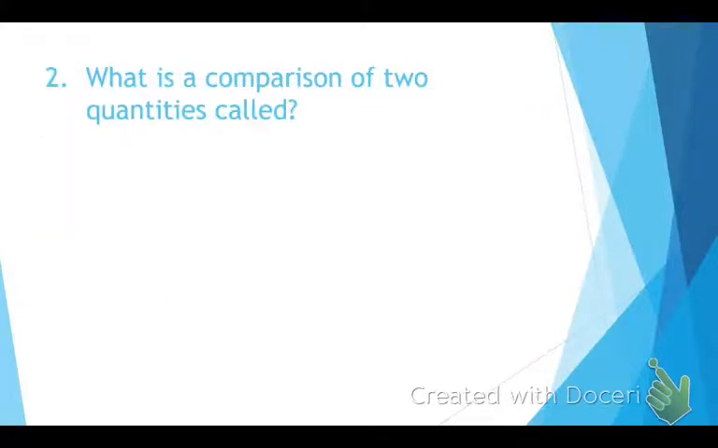All right, there will be a vocab section on your test. So the question is asking, what is a comparison of two quantities called? Okay, so for example, something like this might say something like 2 cups to 1 cup, okay? So what's happening here, it's comparing two quantities. What's that called, guys? Ratio. That is a ratio.